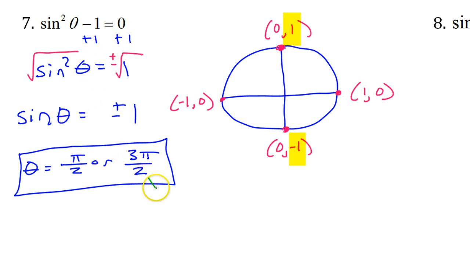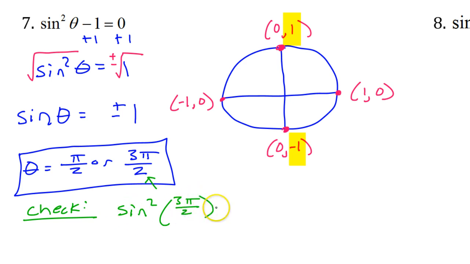So let's check this one, for example. Let's check the solution 3 pi over 2. If I substitute that back in, and I'm just going to write check, that would give me sine squared 3 pi over 2 minus 1 is equal to 0. Okay, well, what is the sine of 3 pi over 2? Well, the sine of 3 pi over 2 is negative 1.